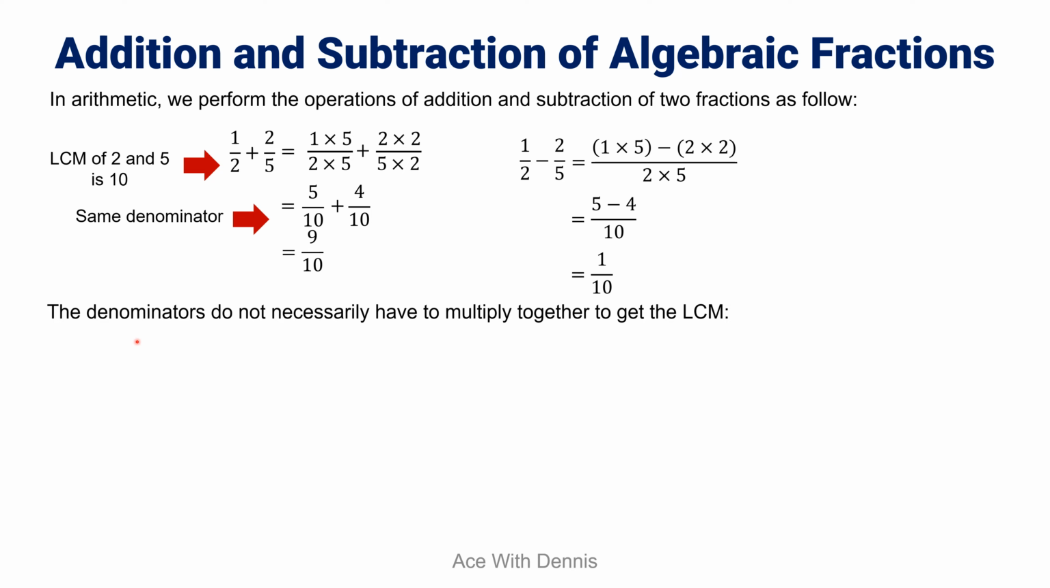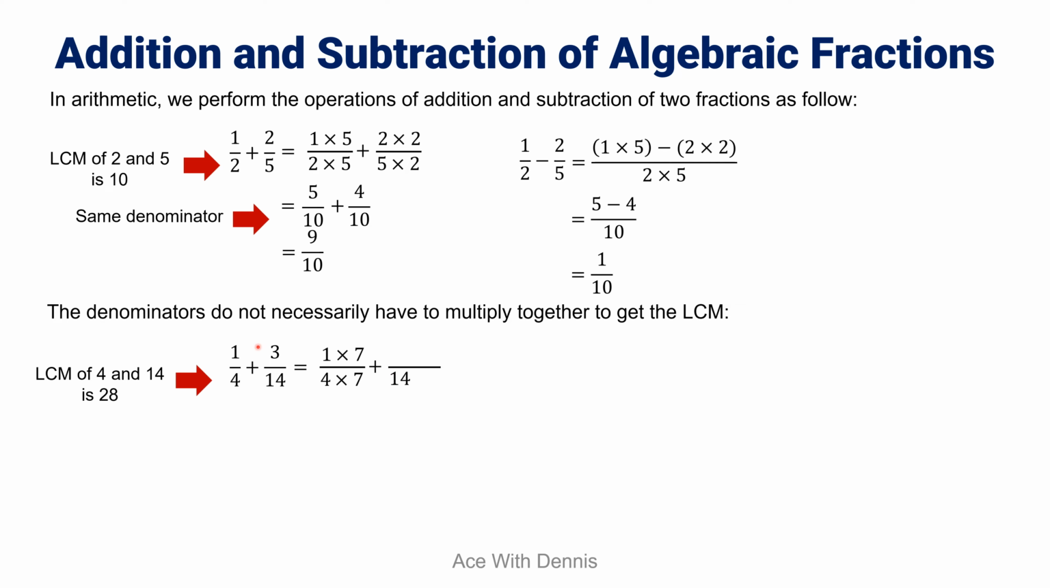However, the denominators do not have to be multiplied together every time to get the LCM. Here are two examples where that is not the case. We have 1 over 4 plus 3 over 14. The LCM for 4 and 14 is 28. So we don't multiply these two denominators together. We just change the 4 to 28, which is 4 times 7, and for the numerator also 1 times 7.